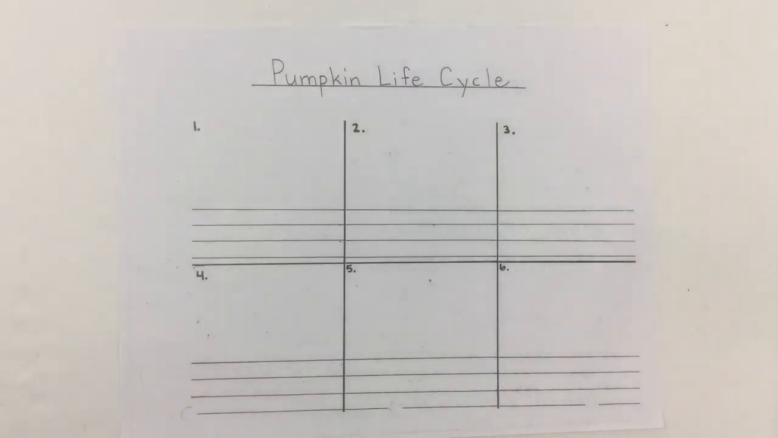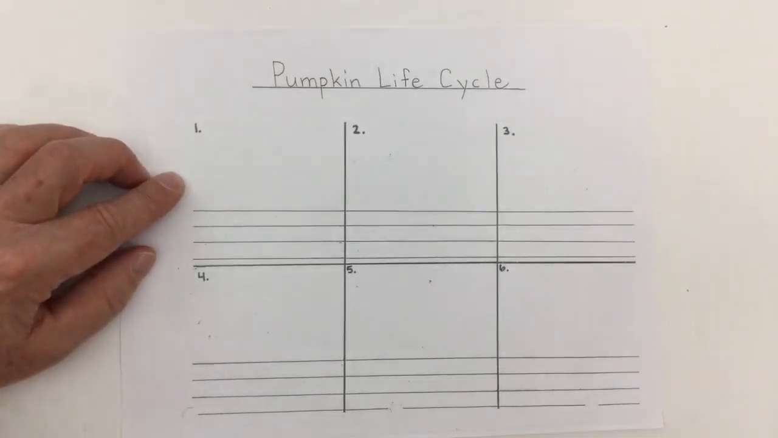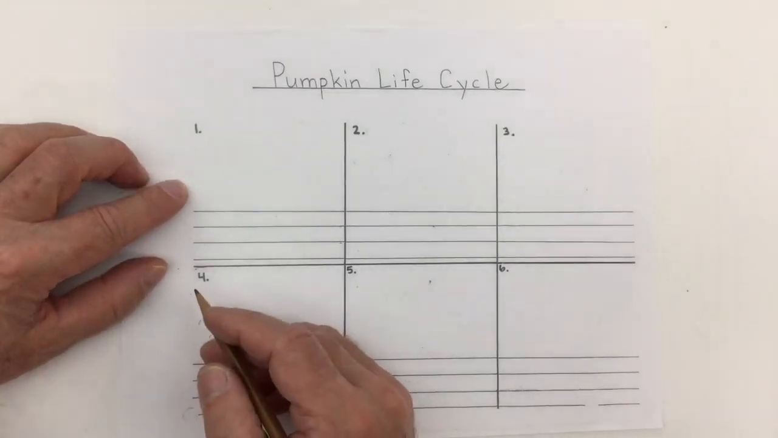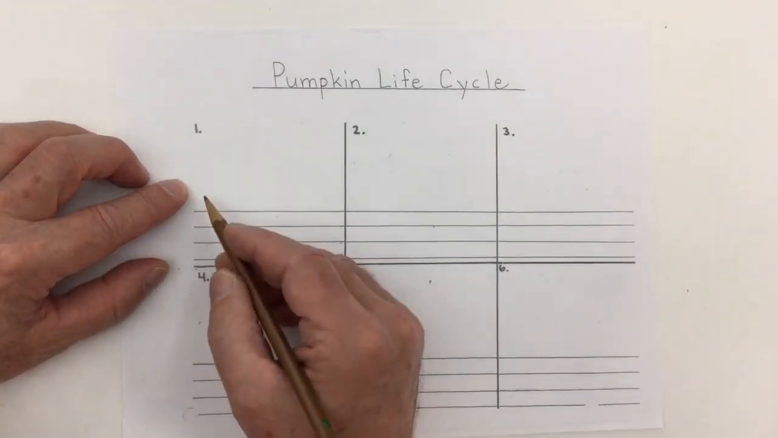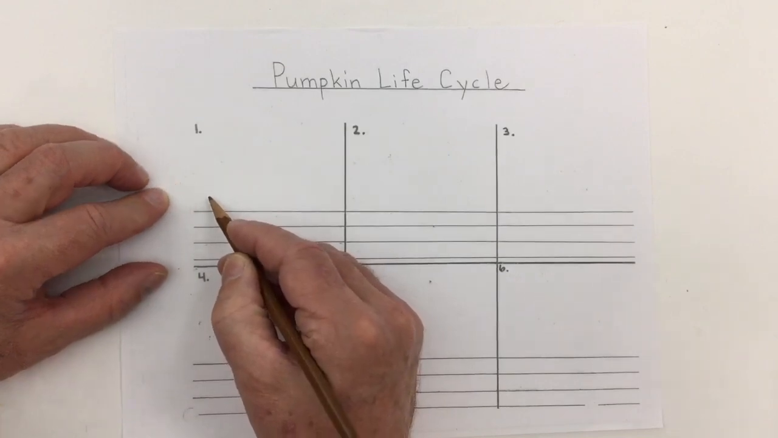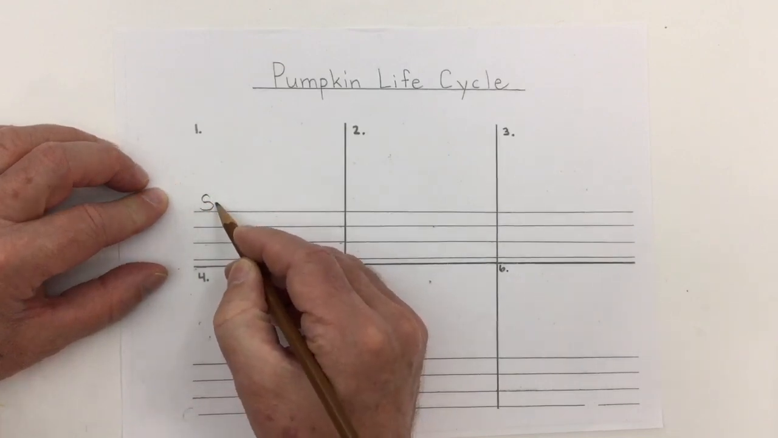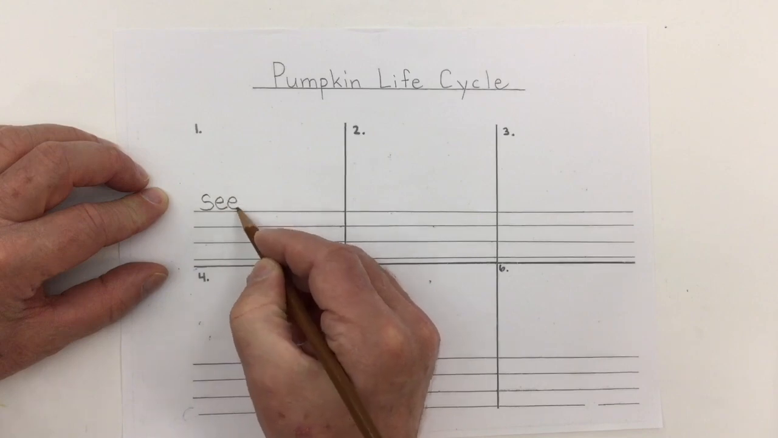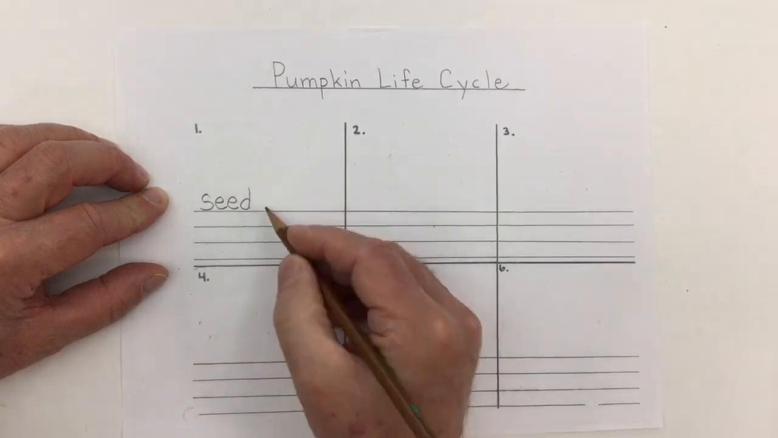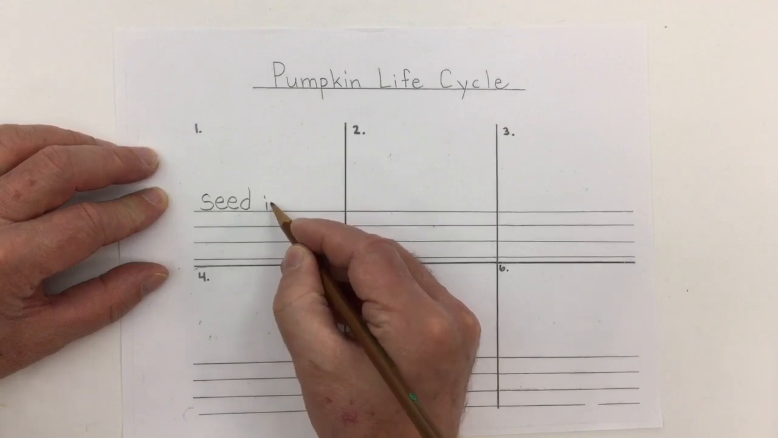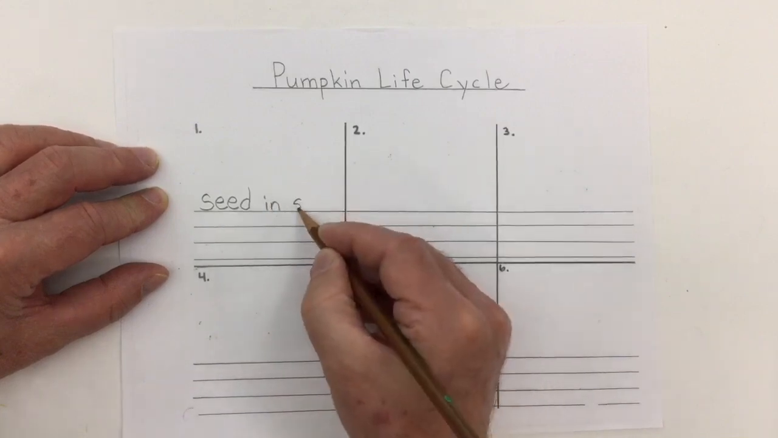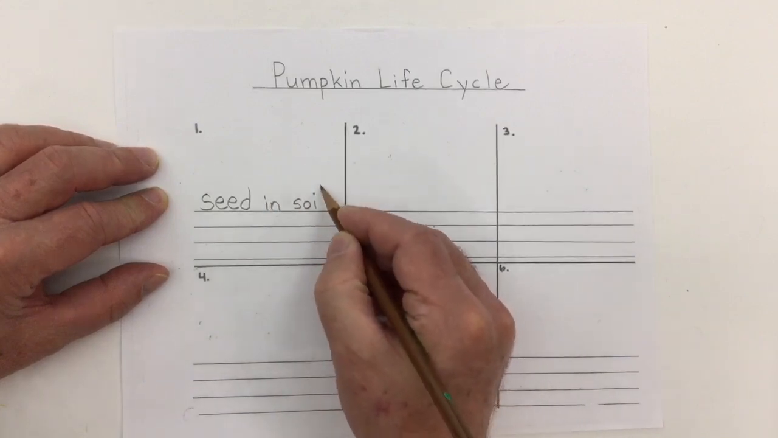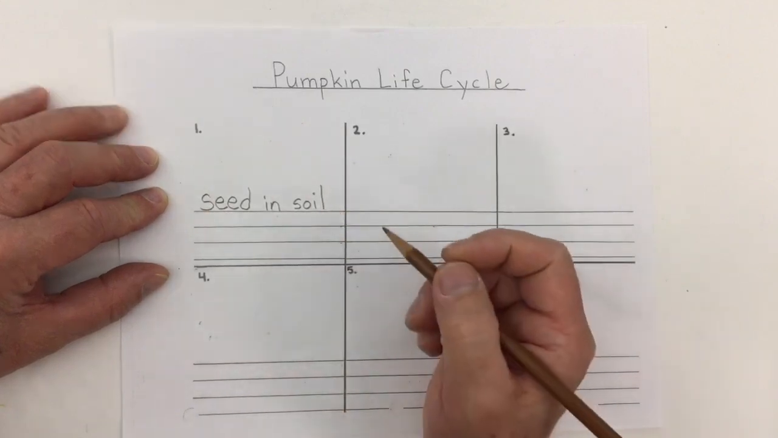So here we have a worksheet on a draw and write for the pumpkin life cycle as part of our pumpkin theme unit in science. Box number 1, we're going to start off with the very first stage of what happens with a pumpkin during its life cycle. So in the very first part, we put a seed in the soil. So I'm going to write the word seed, and the word in soil. And I'm just making this point form words. I'm not worried about capitals and periods.